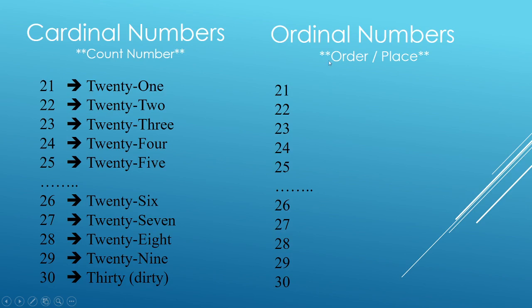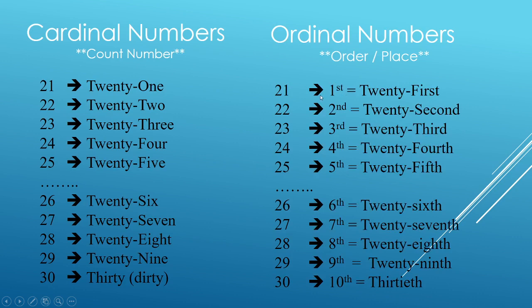Continuing with the ordinal numbers, with order or places. Right here, we just add 20, and we say 21st. And with the second, 22nd. 23rd. 24th. 25th. 26th. 27th. 28th, 29th, and 30th. So right here we just add a TH.